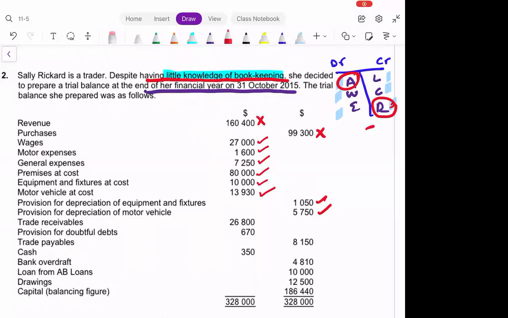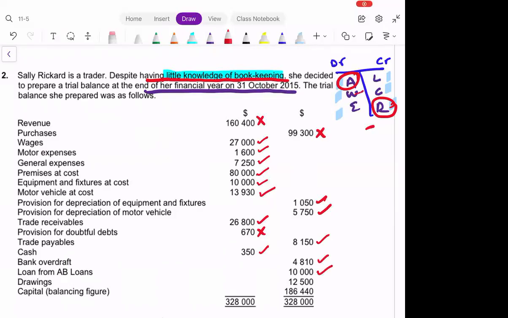Okay, trade receivable, correct. Provision for doubtful debt. Provision for doubtful debt will reduce the asset. If the asset reduces, it is supposed to be on the credit side. So this one is wrong. Trade payable is a liability. Liability will be credit side, correct. Cash is an asset. Asset will be debit, correct. Bank overdraft is my liability. Liability is credit, correct. Loan, liability, credit, correct.